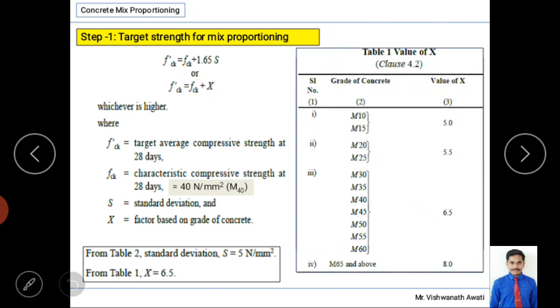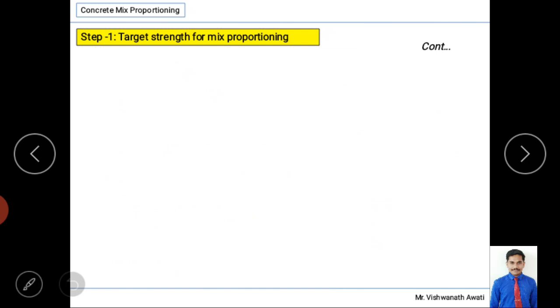So next, table 1. Here you can see the table 1 value of x. They have given serial numbers, grade of concrete, then value of x. For the M40 grade, the value of x is 6.5, right? This kind of table you will get from the code book, and the code book will be given to you to solve the problems, right? Then we'll go to the next step.